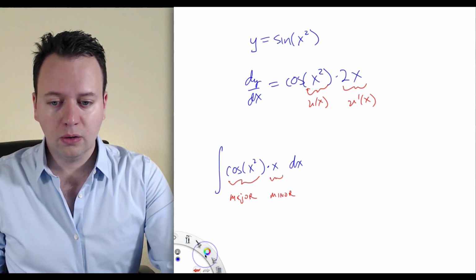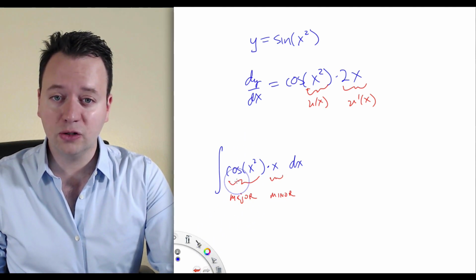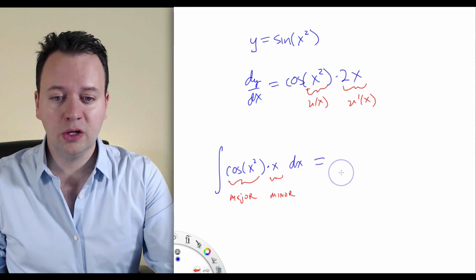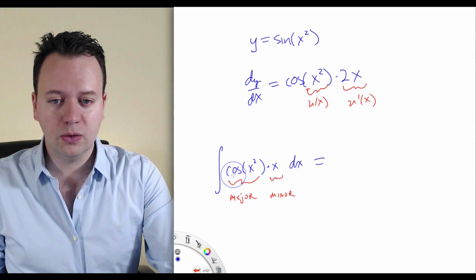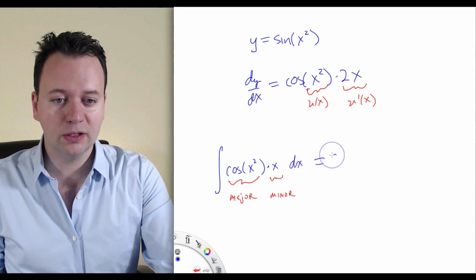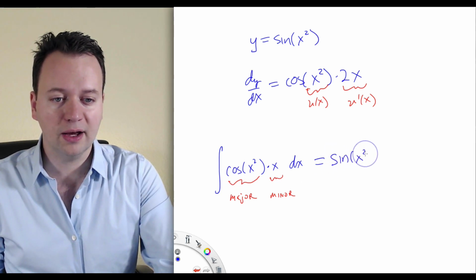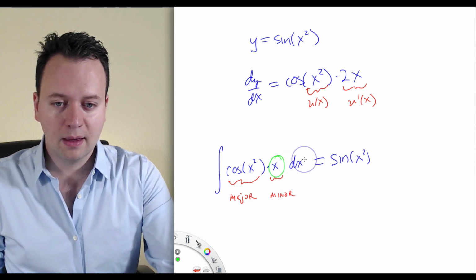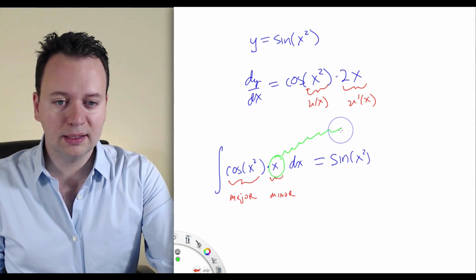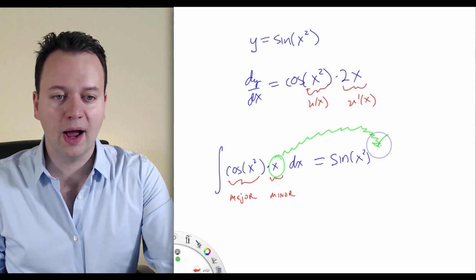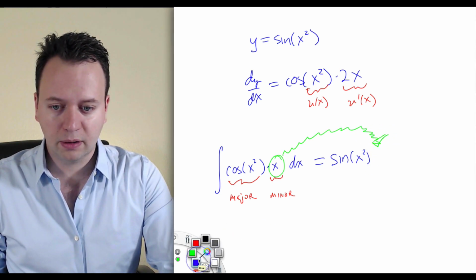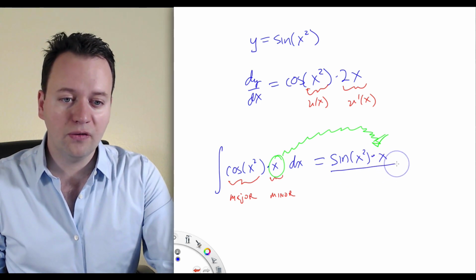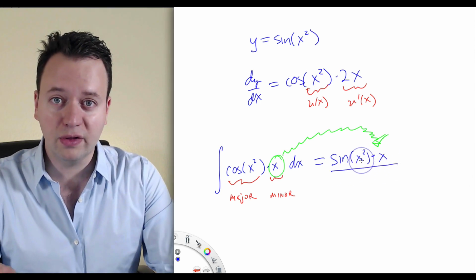So the derivative of sine is cosine, so the integral of cosine is going to be sine. What you do when you do major and minor is you integrate the outer function. So cosine becomes sine. So it's sine of x squared. The minor, this is the fun part, just gets to hang around for the ride. So the minor is just copied without any action whatsoever. And then you divide by the derivative of the inside function.